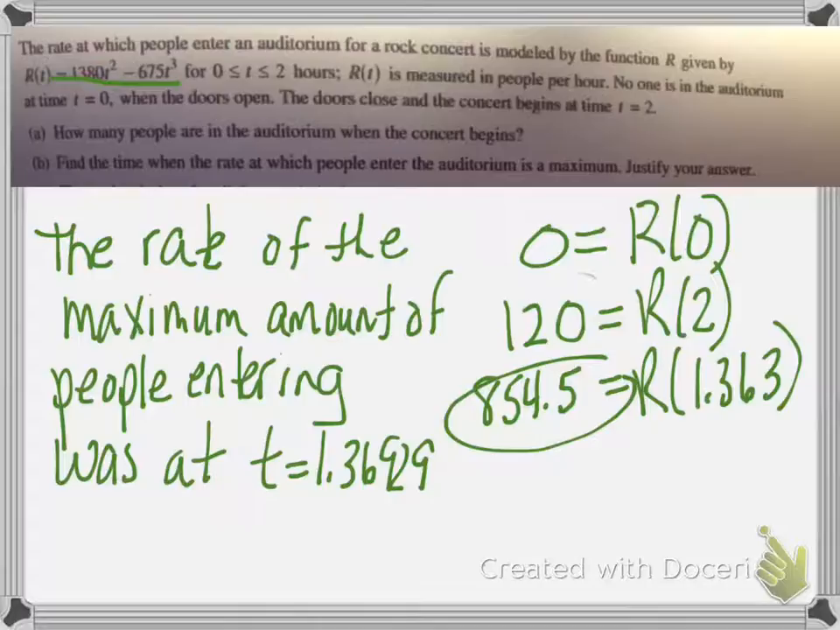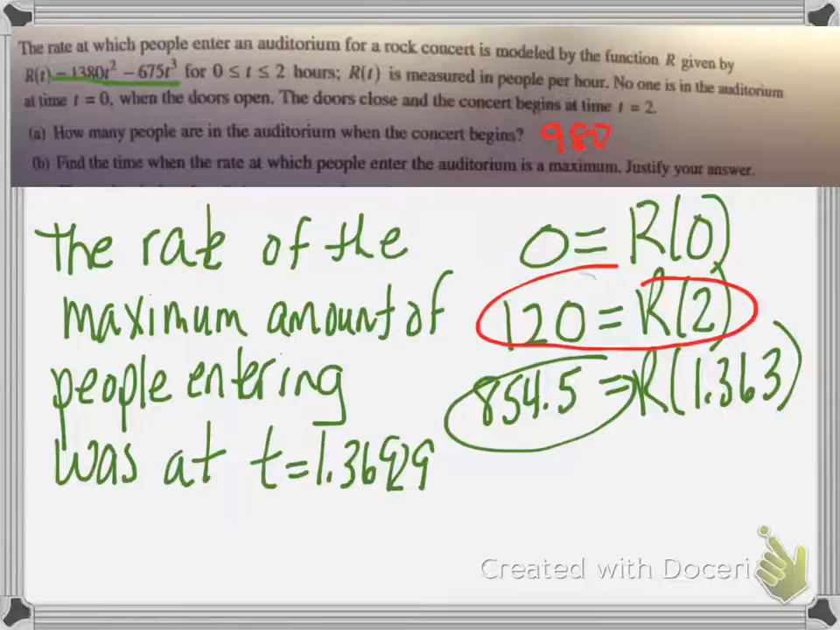I just want to clarify one thing. In case you're saying, how come at r of 2 it's 120 when in part A we got 980? Okay, 980 was how many people are in the auditorium, and for part B, it's the rate at which people are entering. So at that time, that was the rate at which people were entering, not how many people were there.